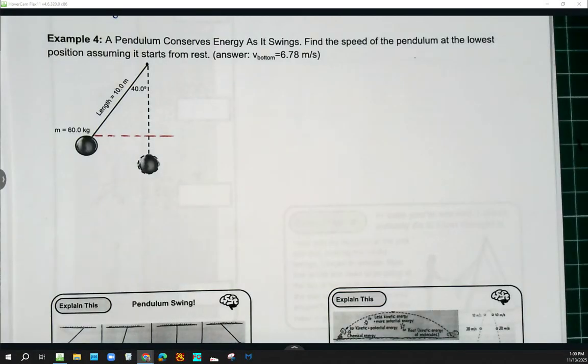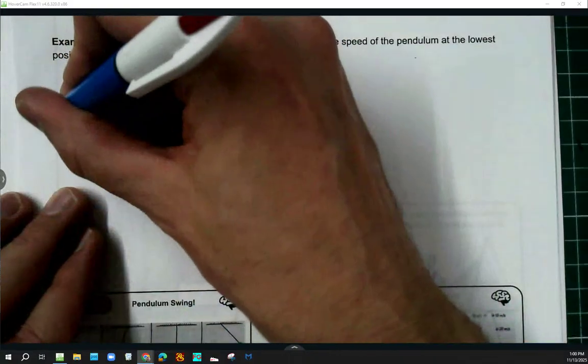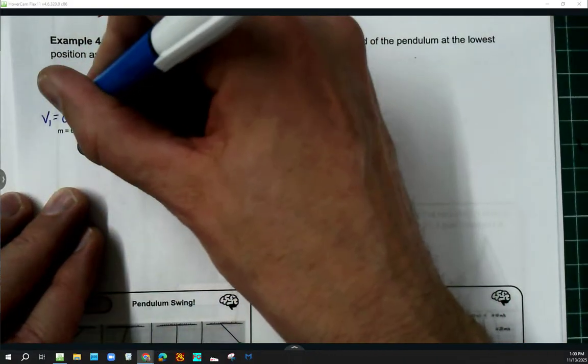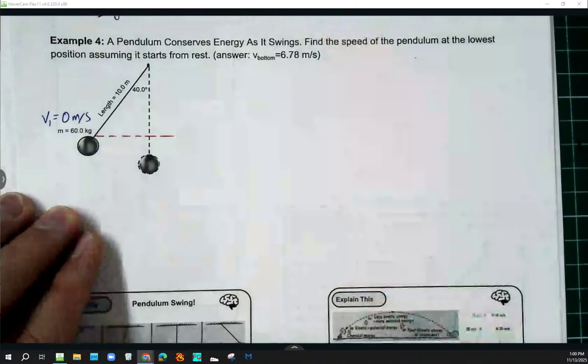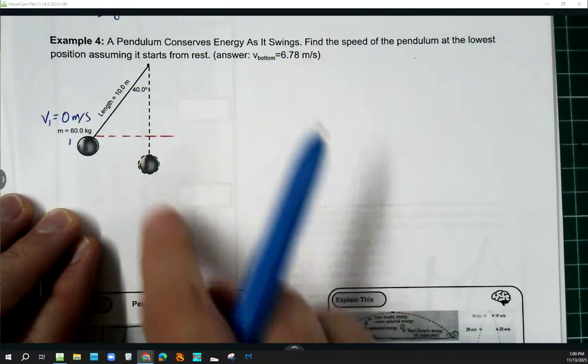Let's just say that I have a pendulum that starts from rest and it swings low. When it starts from rest, that means that V1 is equal to 0 meters per second. So this is position 1. And then it swings down low.